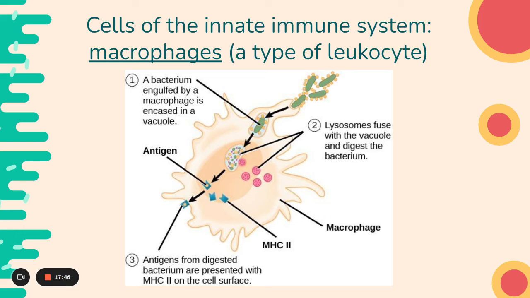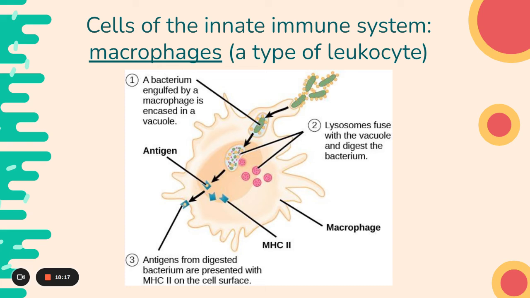cell. So antigens from the digested bacterium are presented or displayed with different sorts of MHC molecules on the cell surface. So taking whatever it ate and putting it on the cell surface. And this is essentially going to help alert the rest of the immune system that, hey, we just found these particles. You should probably be on the lookout for things that look like this since I just had to digest this bacterium. So this will help communicate with the rest of the immune system.